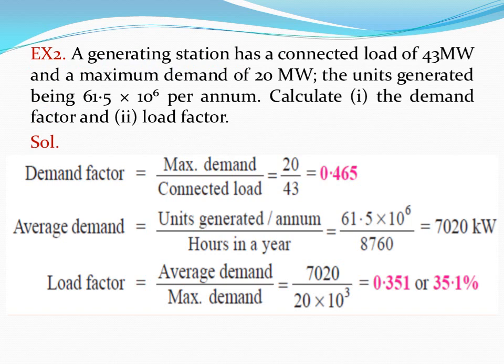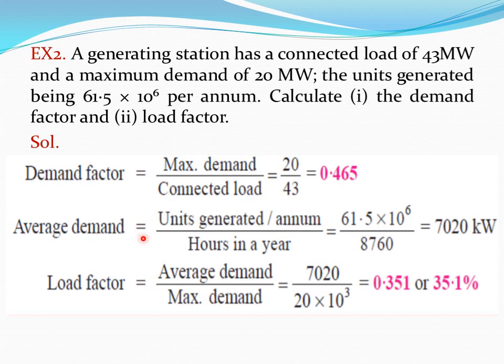In this example, we are going to find the demand factor and the load factor, given the amount of connected load, maximum demand, and the units generated per annum, meaning in a year. These are the given details. If you know the formula, you can directly apply it. The demand factor formula is the maximum demand to the connected load. Maximum demand is 20 megawatt and the connected load is 43 megawatt, so you will be able to get the answer.